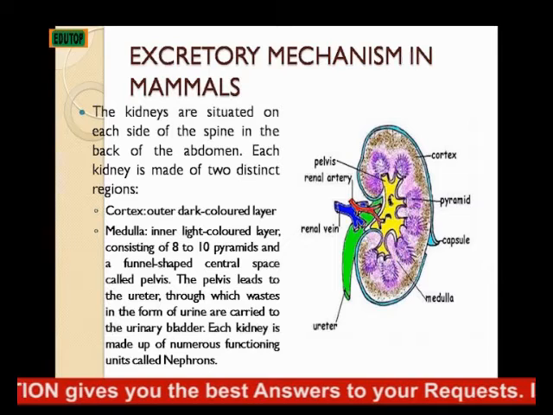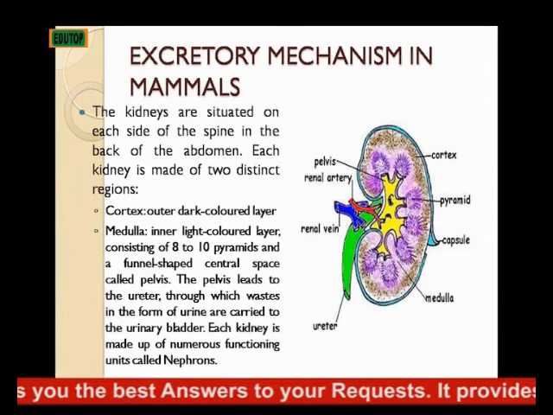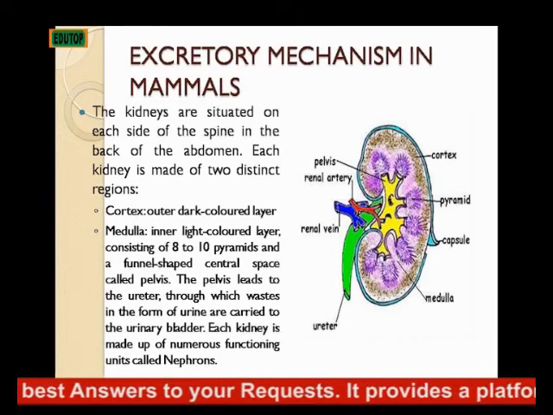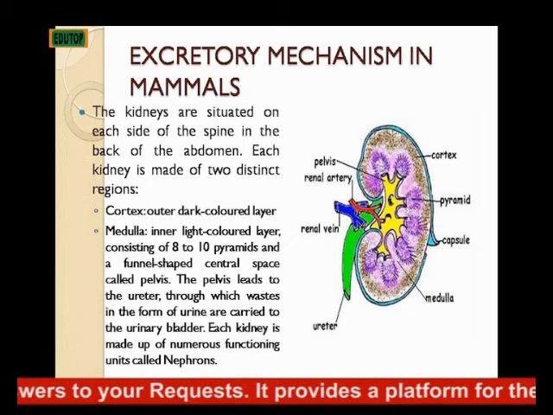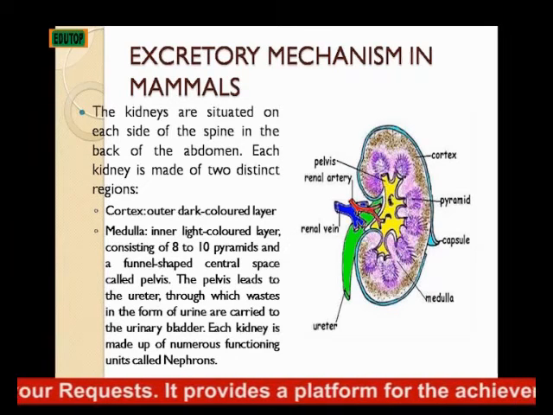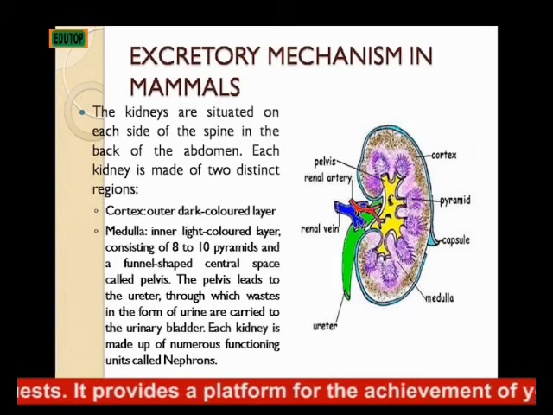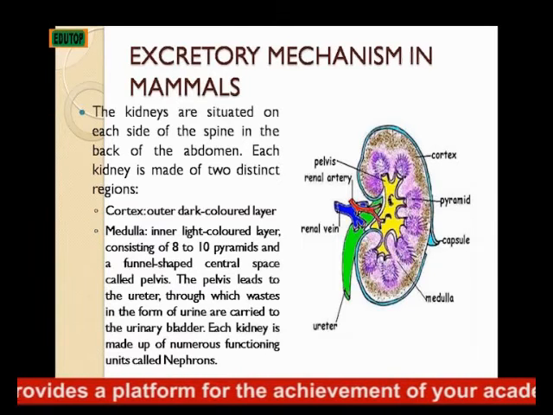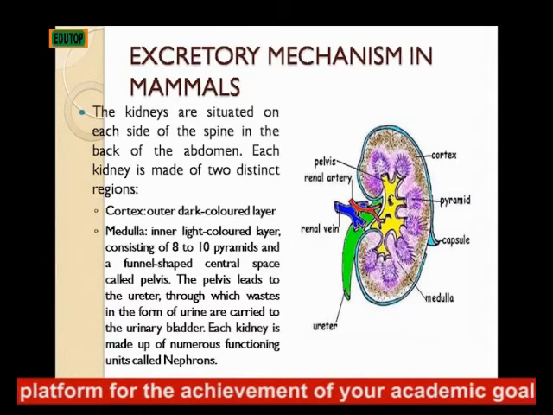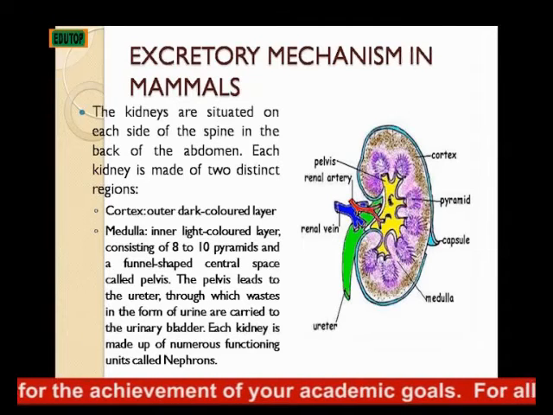Look at this. The pyramid is the purple colored structure. Can you see the star-shaped purple colored structure? 1, 2, 3, 4, 5, 6, 7. We have about 7 in this illustration. So that's a pyramid. Then it also has a funnel-shaped central space called the pelvis.